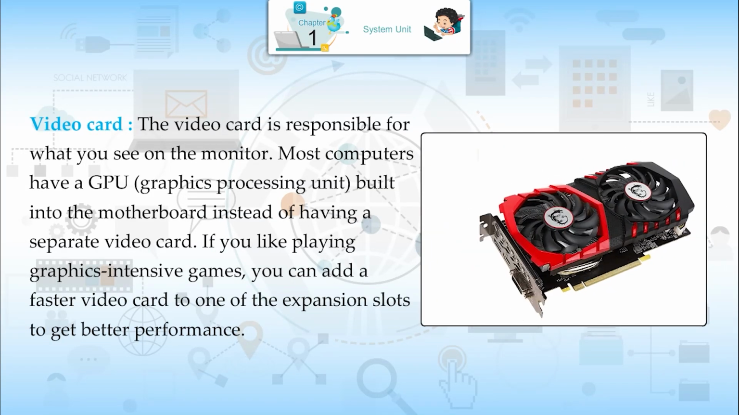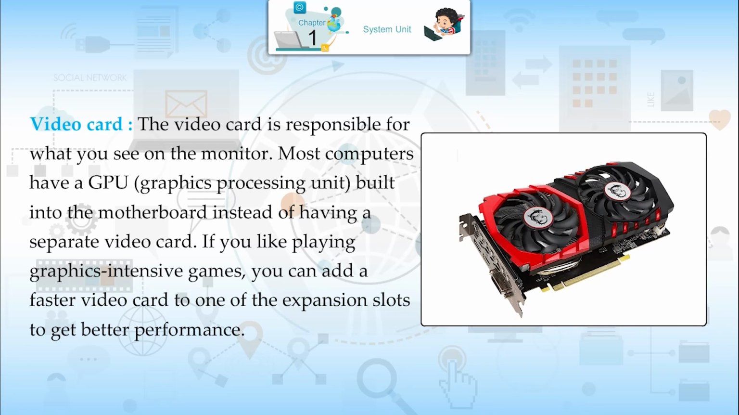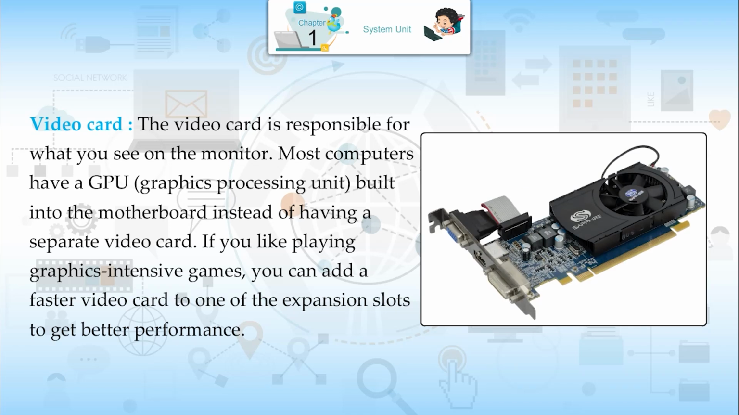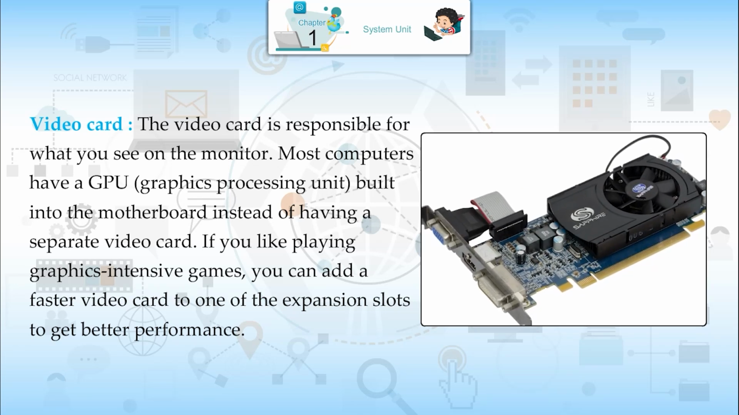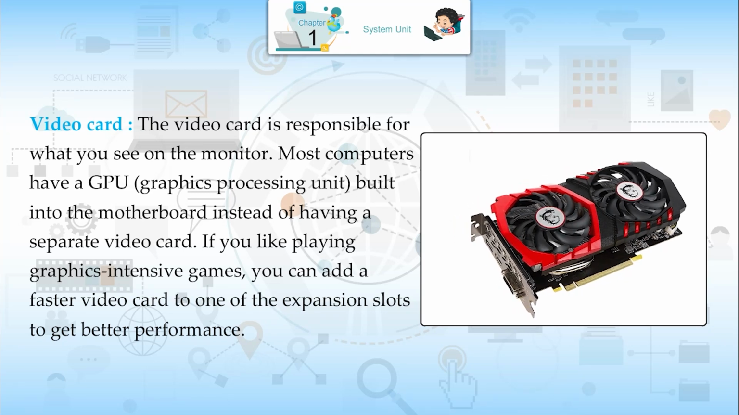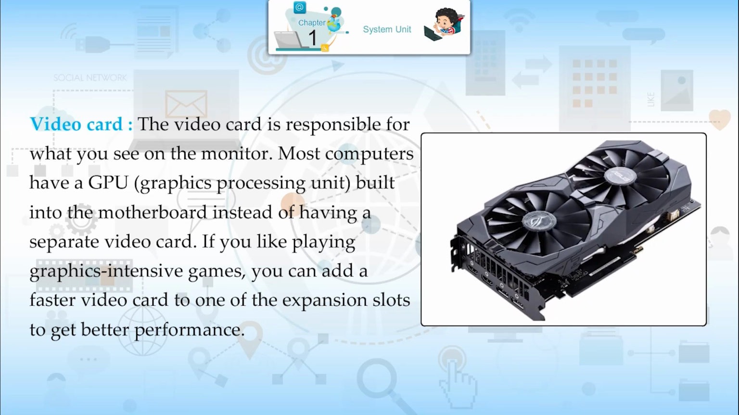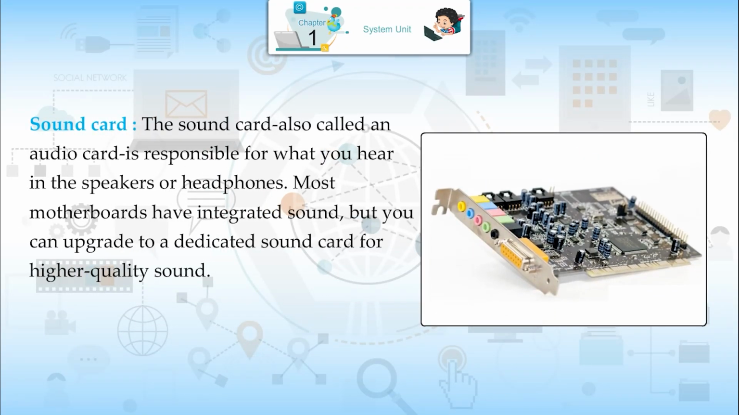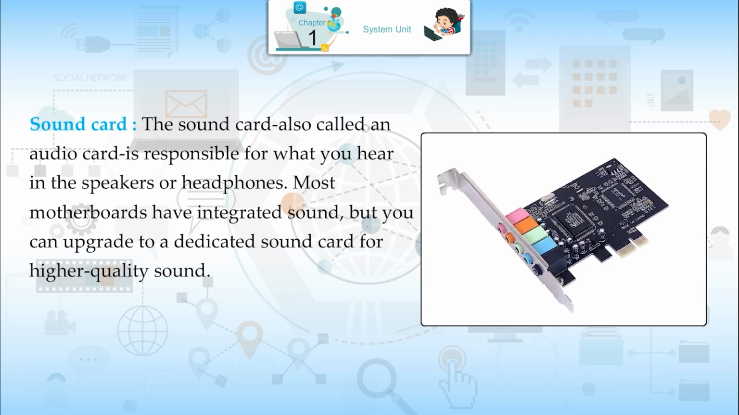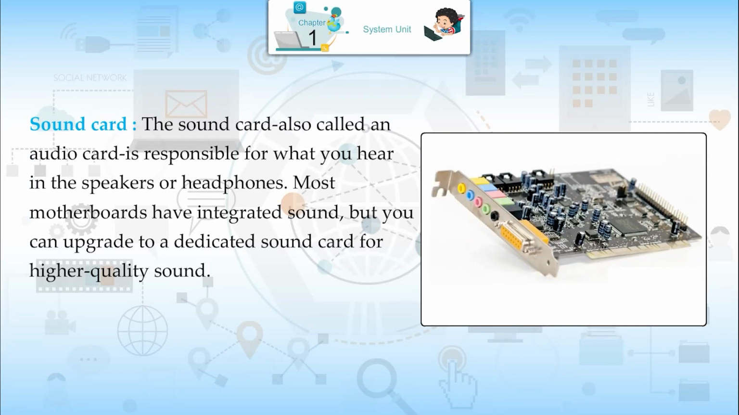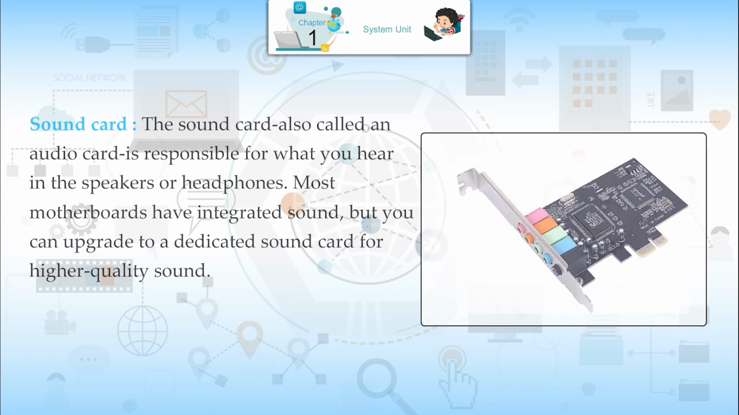Video card. The video card is responsible for what you see on the monitor. Most computers have a GPU, graphics processing unit, built into the motherboard instead of having a separate video card. If you like playing graphics-intensive games, you can add a faster video card to one of the expansion slots to get better performance. Sound card. The sound card, also called an audio card, is responsible for what you hear in the speakers or headphones. Most motherboards have integrated sound, but you can upgrade to a dedicated sound card for higher quality sound.